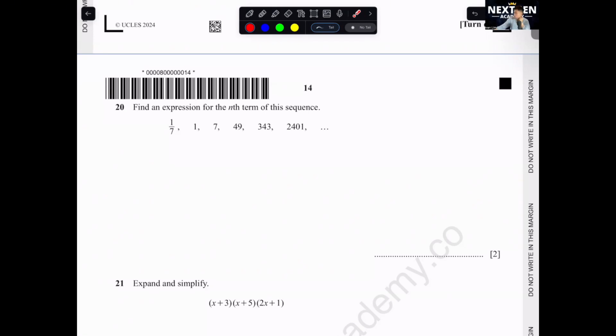Very good. So there are 4 main sequence types that you all need to remember in your syllabus: linear or arithmetic, geometric, quadratic, and cubic. First you have to determine what the pattern is. This one maybe not so obvious, but you see 1, 7, 49, 343, 2401. The pattern here is multiply by 7. If it's a multiplication, this is called a geometric sequence.